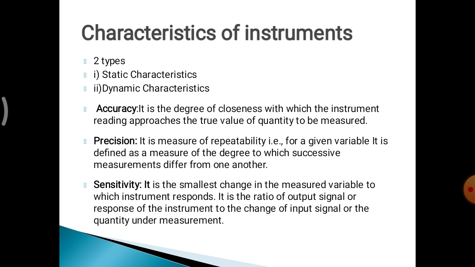More precise means the readings should be very close, like 9.1, 9.2, 9.3, 9.3. If you get readings like that, the values are very close, and such readings are called more precise values. If the readings are 8.5, 9, 9.5, then they are not close, so those readings are not precise. It is a measure of repeatability.